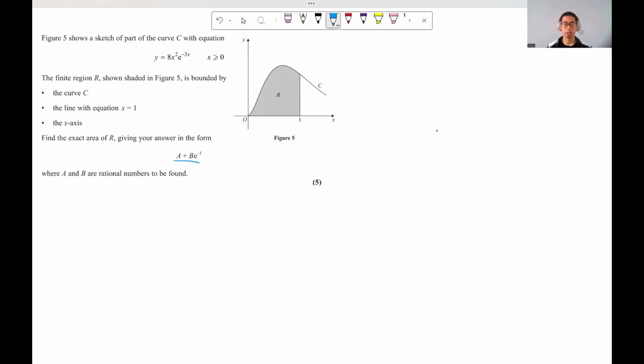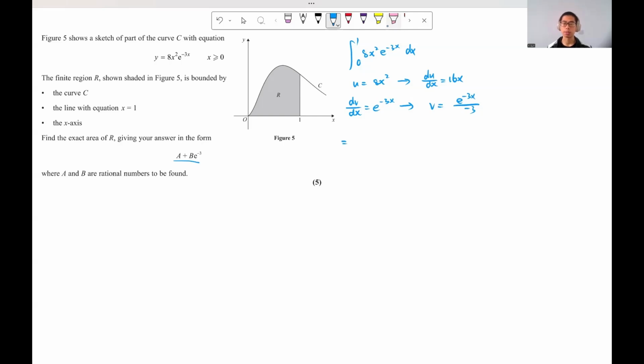Okay, so it's just integration. Let's have a look. The integral of 8x squared e to the power negative 3x dx, between the limits 1 and 0. Because there's a product, we definitely need to use integration by parts. I will let u be 8x squared and then differentiate, so du over dx is equal to 16x. And then dv over dx equals e to the power negative 3x. Then integrate that: v is equal to e to the power negative 3x over negative 3.